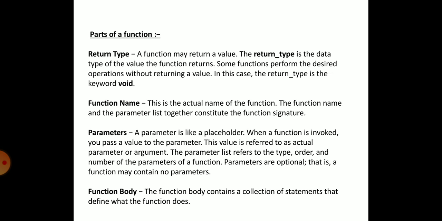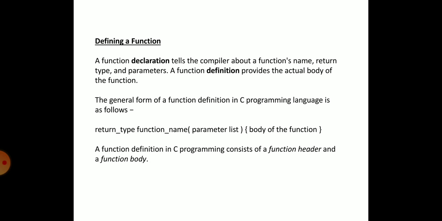So these are the 2 main parts of defining a function. Any function should be defined before it is used in a program, and this function declaration tells the compiler about a function's name, return type, parameters and all the other essential elements included in a function. The function definition provides the actual body of the function.